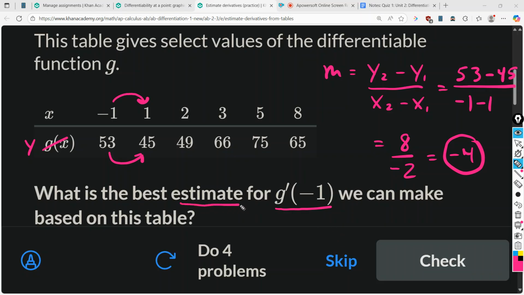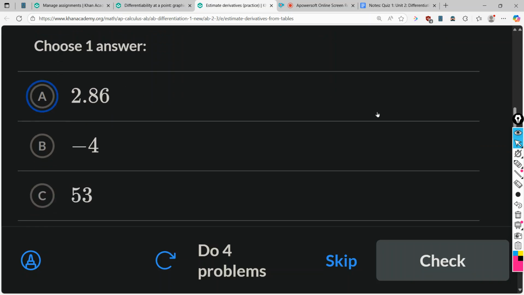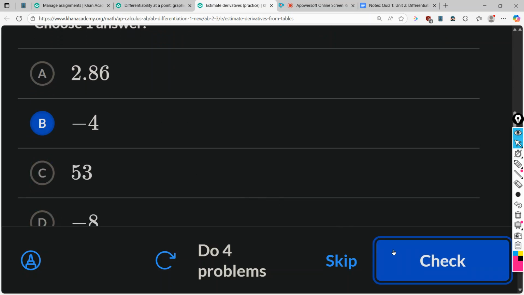So it's an estimate. It's not perfectly exact. I mean, this is going to be a curve. So the closest one was these two pairs of coordinates right here. Okay, if -1 was in between, like right here, then we would use that pair of coordinates. All right, so we just chose the closest one, and the best estimate is -4. All right, answer B.